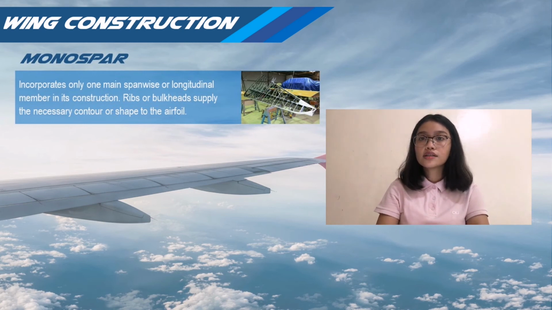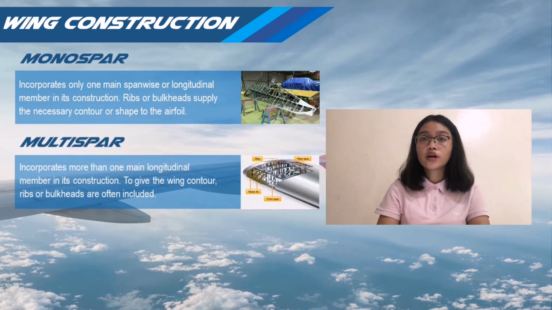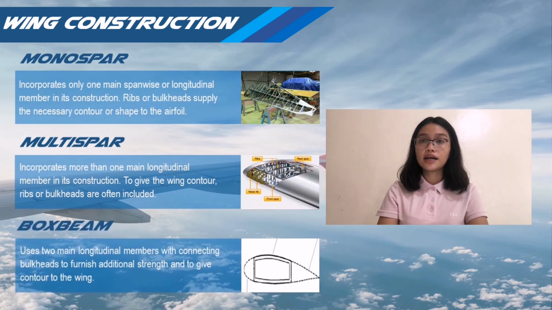The next one is the multispar. From the word multi, it consists of more than one spanwise or longitudinal member in its construction. Just like the monospar, the bounding shape of an airfoil uses ribs and bulkheads to satisfy the required wing shape. And lastly, the box beam. Keep in mind that in the box beam, it uses two longitudinal members with connecting bulkheads to get the shape of the wings.